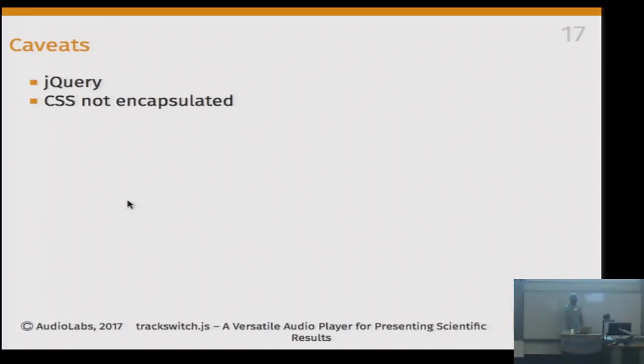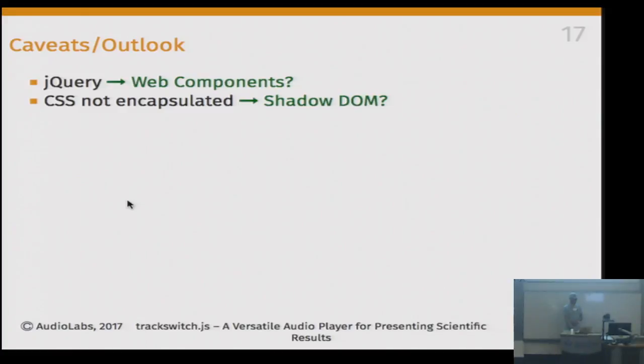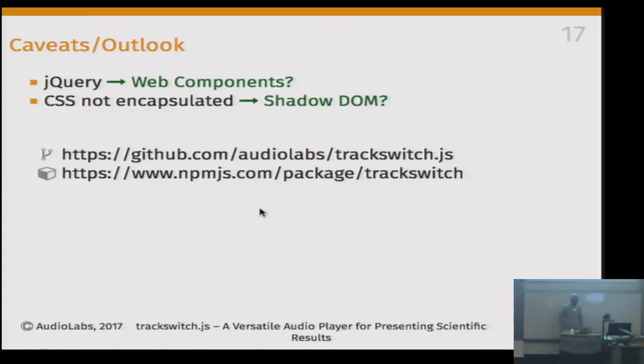And also, the CSS is not encapsulated. So this is a web presentation framework, and I tried to embed the player in there, and it would just ruin the whole thing. So that also brings me to the outlook. Maybe web components would be useful there, and web components have a thing called Shadow DOM. That would be useful here as well, because then I could separate the CSS scopes essentially, but that's something for the future.